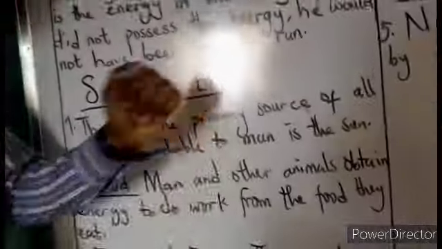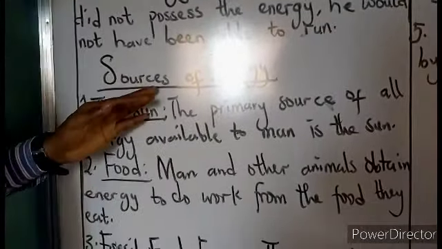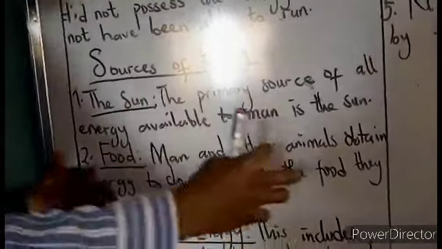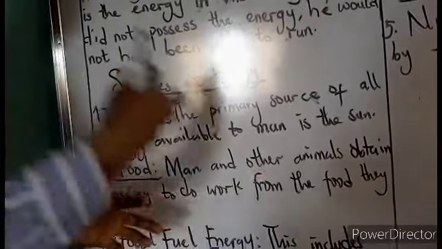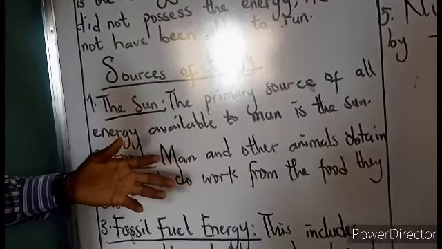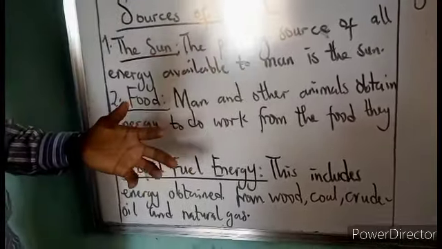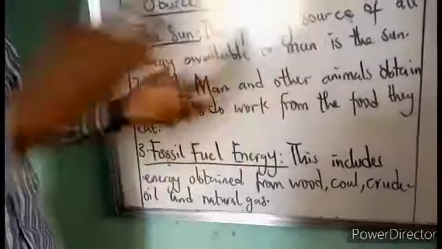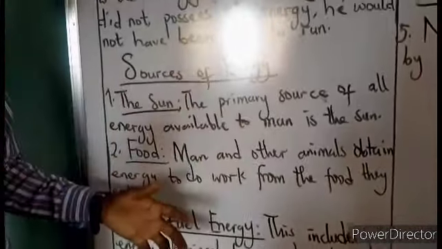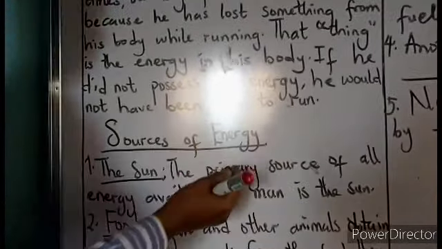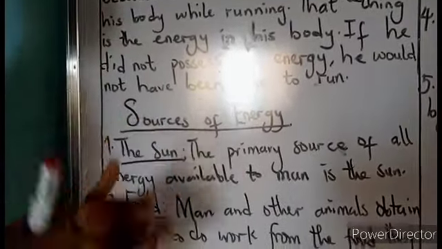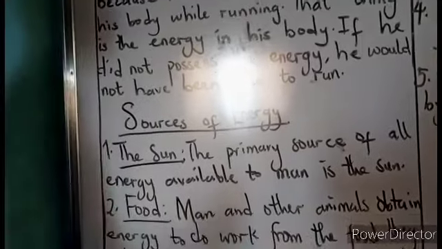Exactly. Now let's go to sources of energy. When we say source, it simply means where something can be gotten from. Some people say source of livelihood, source of income. How does your daddy or your mommy get the money they spend? That's the meaning of source of income. So source of energy means from what thing do we get energy?